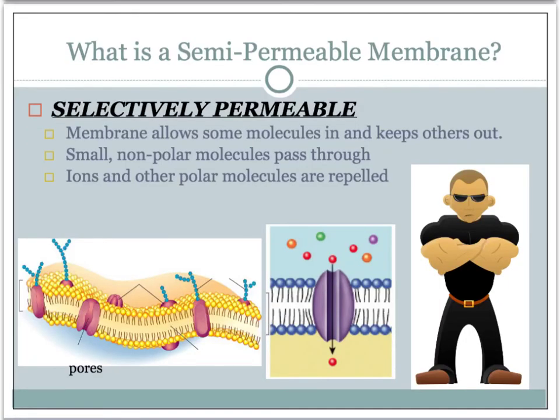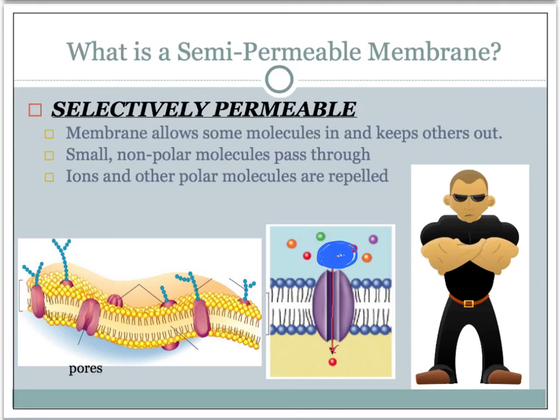However, not everything can get in and out of a cell, even through the proteins. The cell membrane is something called semi-permeable, or selectively permeable. They kind of mean the same thing. So semi-permeable and selectively permeable just means that not everything can get in. The membrane allows some molecules to get in, but it also keeps others out. If you're a small molecule, like this red one right here, you can easily fit through this protein channel.